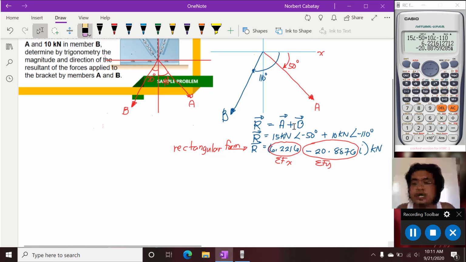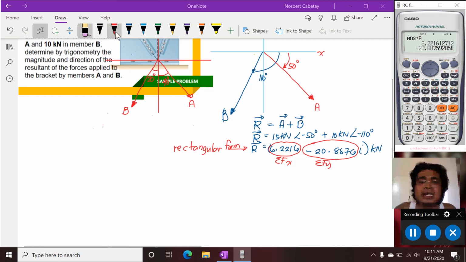So, first thing, so that you do not lose your answer, store it first. So, Shift, then RCL. RCL means recall, but the STO above it is store. Then choose a letter: A, B, C, D, E, F, X, Y, and M. So, I chose A. So, that is now stored in M. It is still there. So, this is our rectangular form.